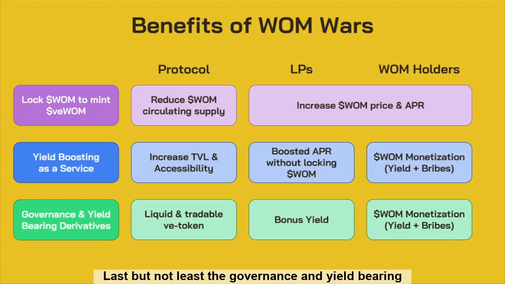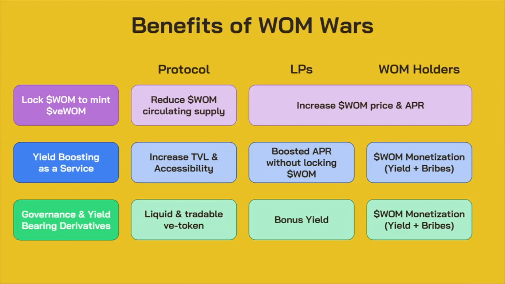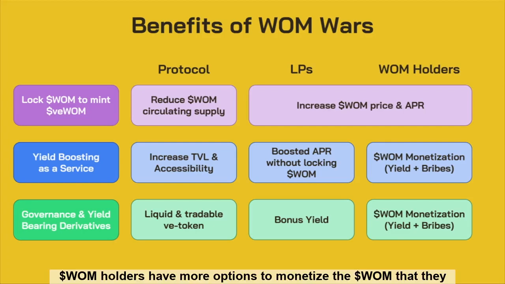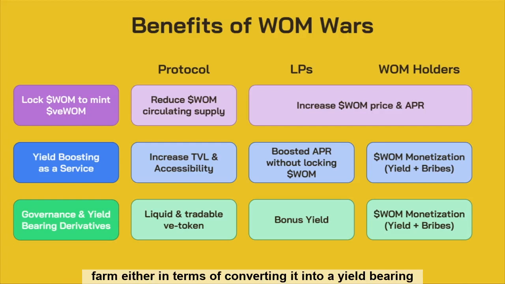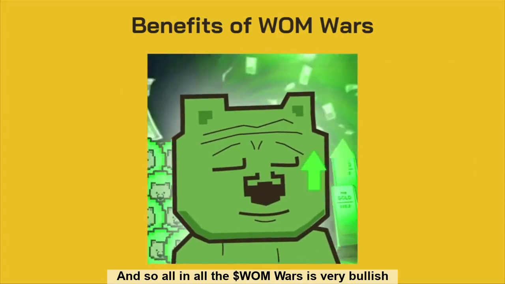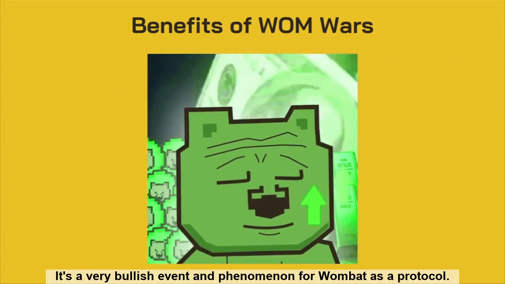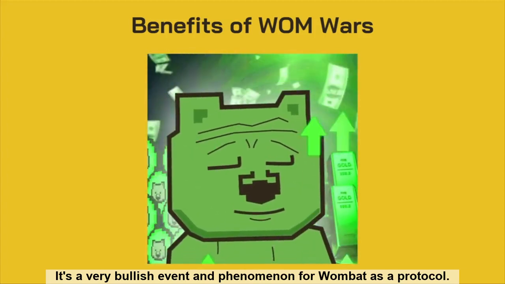And last but not least, the governance and yield-bearing derivatives turn VEWOM into a liquid and tradable token by way of the governance tokens. WOM holders have more options to monetize the WOM that they farm, either in terms of converting it into a yield-bearing derivative and earning bribes by participating in voting gauges. And so all in all, the WOM wars, very bullish. It's a very bullish event and phenomenon for Wombat as a protocol.